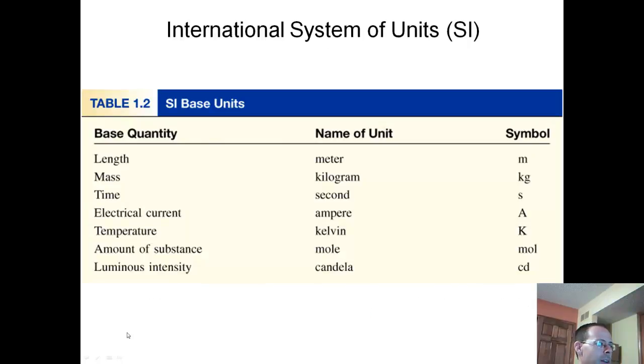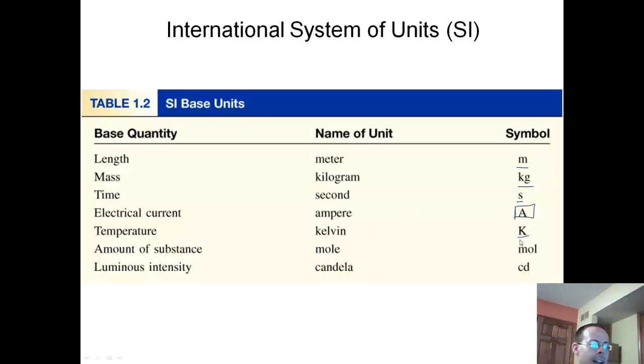Alright, here are basically the 7 base units for the metric system. Most of these you're familiar with. Meter for length, kilogram for weight, time is measured in seconds. Amperes we will cover towards the end of this year, probably in March sometime, when we talk about electrochemistry. So we'll get to this one.